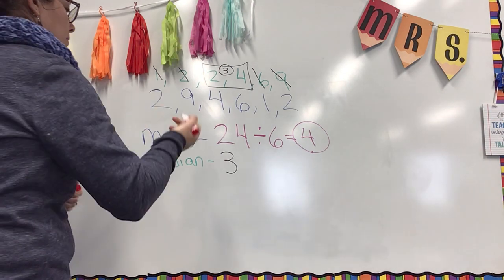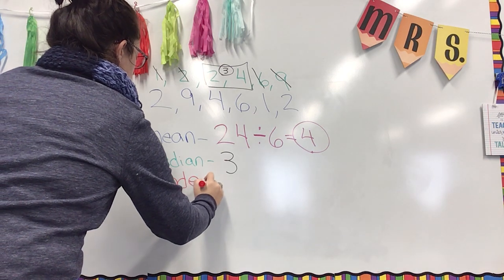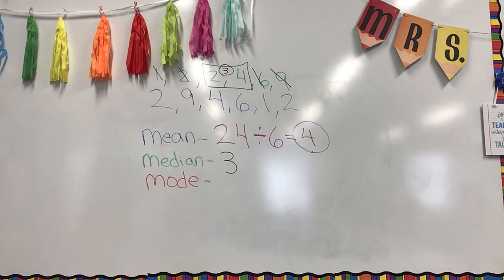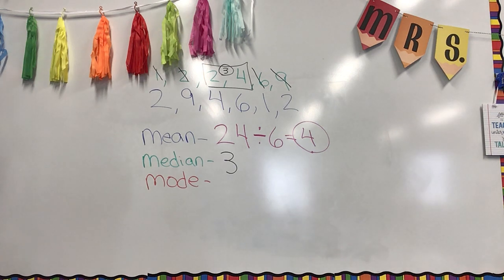All right, next up, my mode. What is a word for mode? Alyssa? Most often. Most often, yeah, just most. The number that appears most. Do I have a number that appears more than once? Yes. What is it, Malia? It's 9. She's coming over to see. She's having a hard time seeing over there.